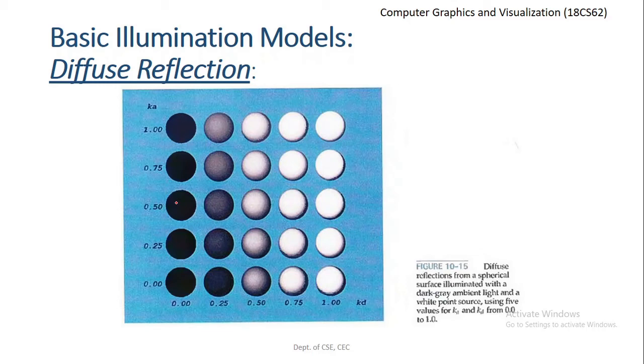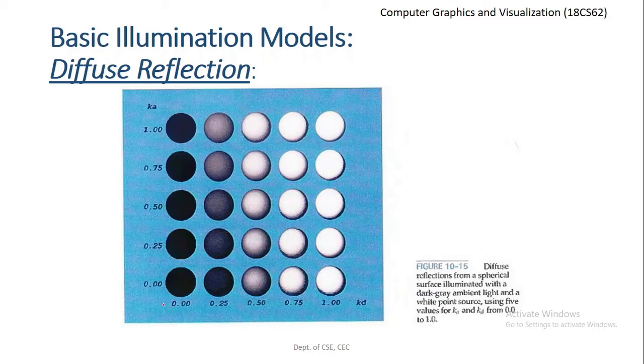Rather than altering the value of only one coefficient, that is Kd, here Ka and Kd both are varying for 5 different values ranging from 0 to 1. Remember, the intensity of the ambient light considered here is dark gray, and the intensity of the point source used for diffuse reflection is white light. Let us see what happens.